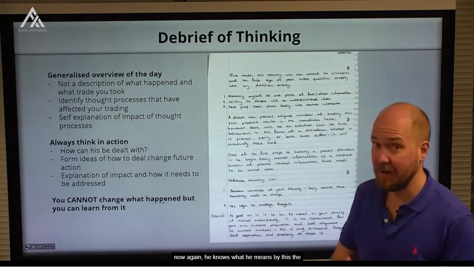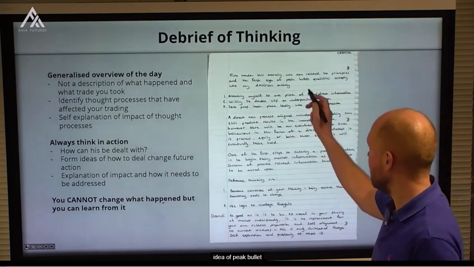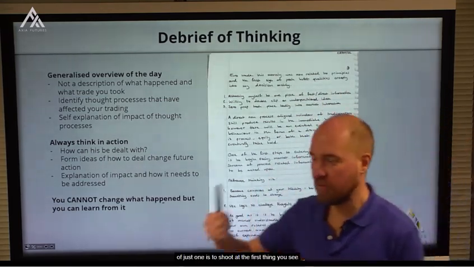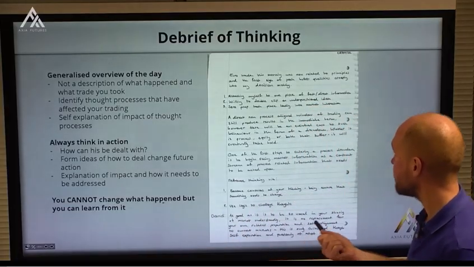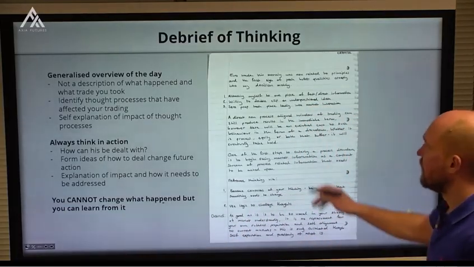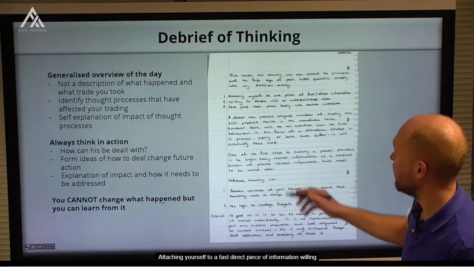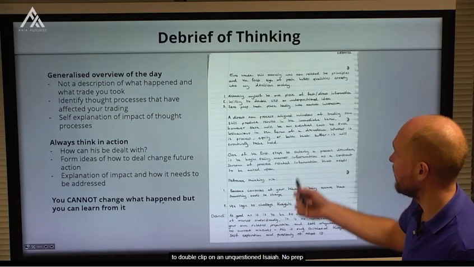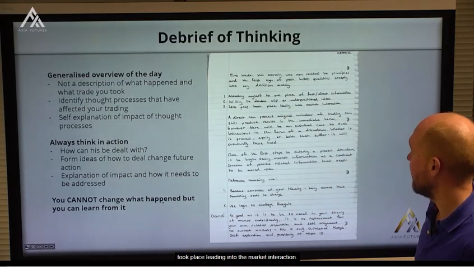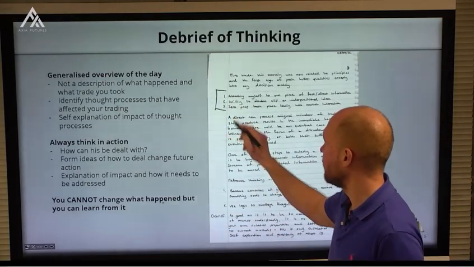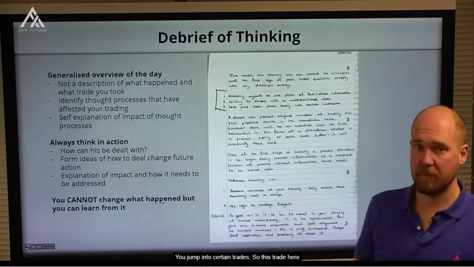Now again, he knows what he means by this. The idea of peak bullet qualities is likely to relate to the idea of just wanting to shoot at the first thing you see. And so how does this play out? Attaching yourself to a fast, direct piece of information, willing to double click on an unquestioned idea. No prep took place leading into the market interaction. So this is then an identification of what happens when you jump into certain trades.